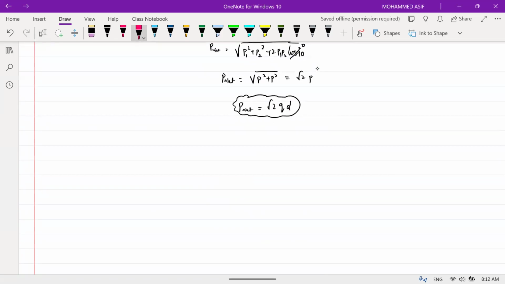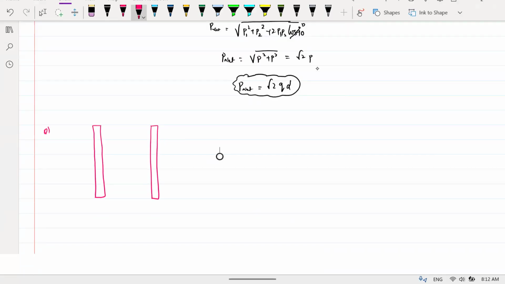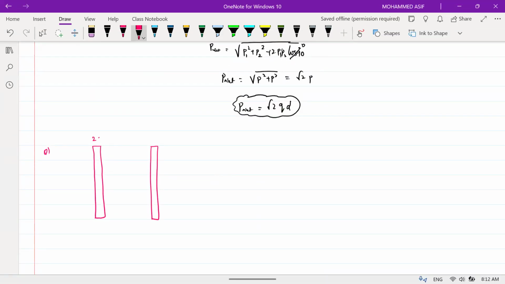One more. Let's say we are given some plates like this. Here one plate, and here there is one more plate. Okay. Charge on this one is, say for example, 2q, and this one is right now q. Find the charges on the surfaces of your plates.